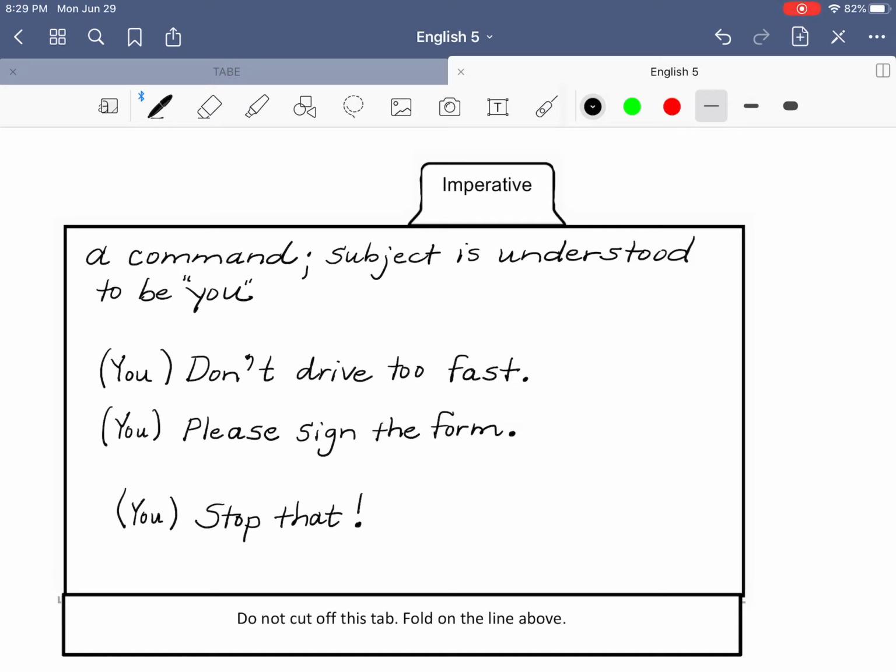So these, depending on the level of emotion, you can use a period, a full stop, or an exclamation point for your commands. But these are all examples of imperative sentences. They begin with a capital letter. The end mark is determined by the degree of emotion.